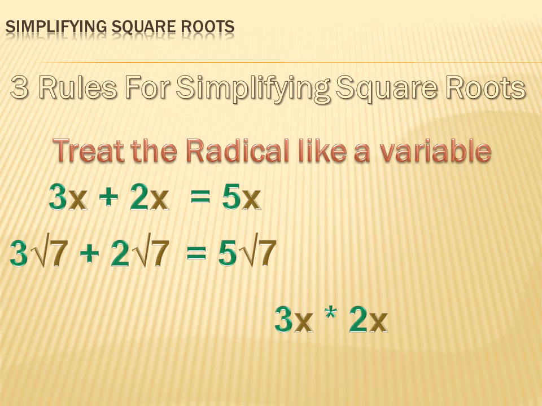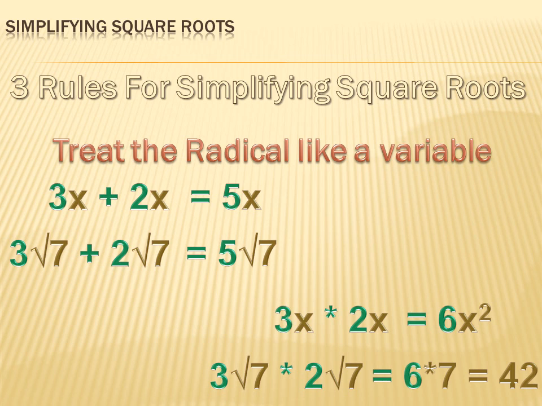How about a multiplication? If I had 3x times 2x, I'd get 6x squared. I'd multiply my coefficients, and then I'd multiply my variables, and I'd end up with 6x squared. Well, if I had 3 times the square root of 7 times 2 times the square root of 7, I'd end up with 3 times 2, or 6, times the square root of 7 times the square root of 7. Well, a square root squared is the number, so square root of 7 times square root of 7 equals 7. And then 6 times 7 equals 42.